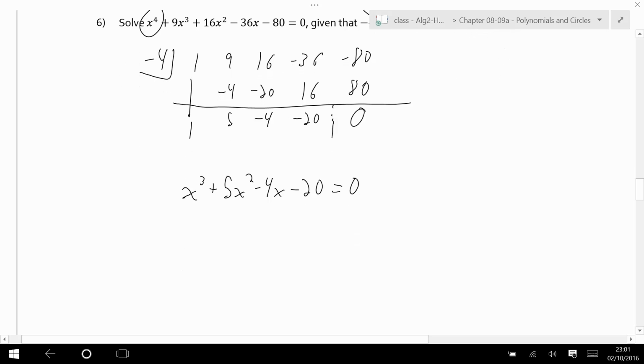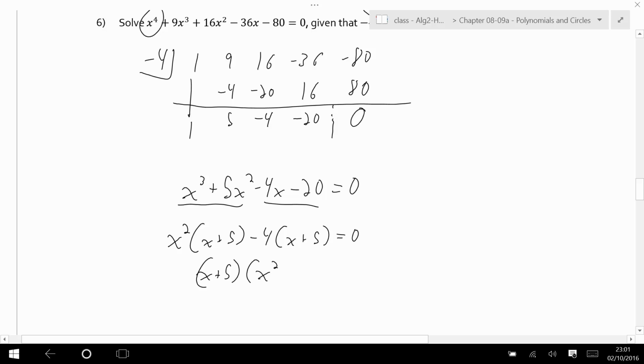You had a question like this on a review packet for a previous test. This is a factor by grouping. Don't do 3 and 1 because there's no perfect squares. It's not a perfect square trinomial. I'm going to take an x squared out, and I get x plus 5. Then a negative 4 out, and I get x plus 5. If I continue factoring, I get x plus 5 times x squared minus 4, and I have x plus 5 times x minus 2 times x plus 2 in its final factored form.